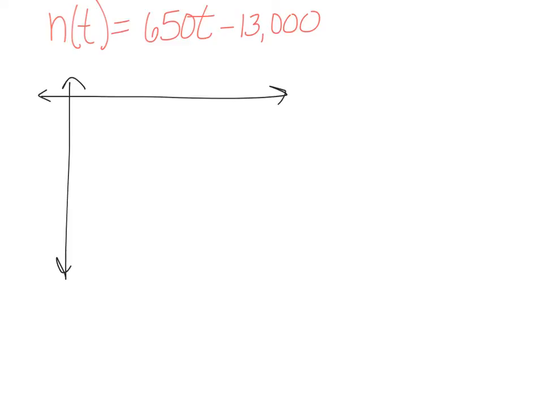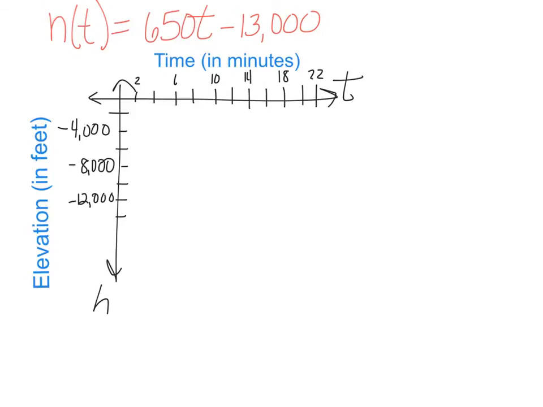Now we're not going to use x and y. T is our horizontal axis, and h of t, or h, is our vertical axis. We're starting at negative 13,000. So I'm going to count by, let's do 2,000s. So here's my graph. Obviously we have labels. We've labeled our axes, and I have increments written on the grid.